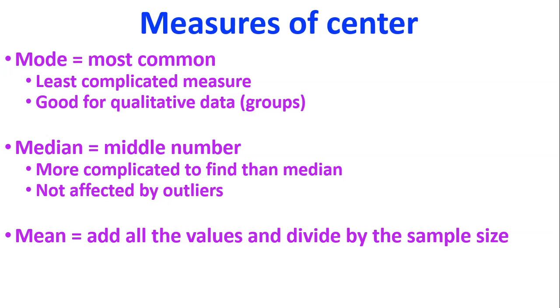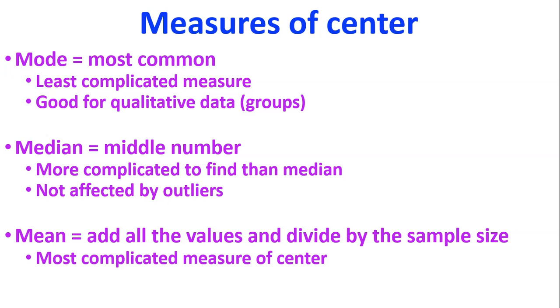For our mean, we need to add up all our values and divide by the sample size. So this is the most complicated measure of centre that we've got, and this one is affected by outliers because I'm having to add all the values up. Because I add in all the values, if I've got a very large or very small value, then that's going to be added in. So the mean is affected by outliers.